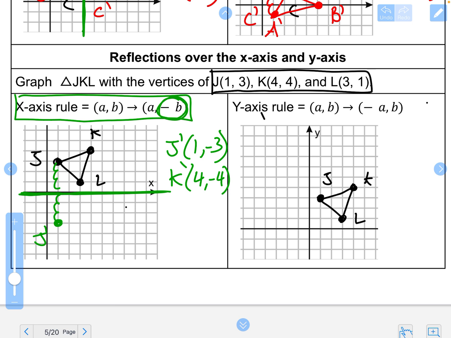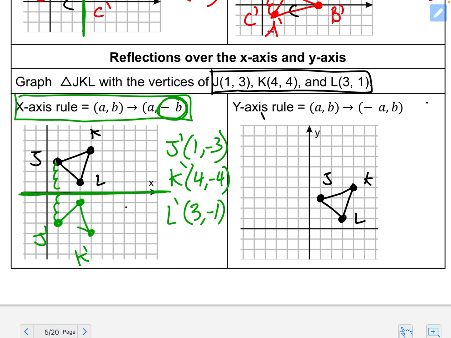I know your notes should say x and y. These say A and B. I forgot to go back and change them. That's on me. But we're just adding a negative to our y term. So that's K prime. And then L prime is going to be 3, -1.